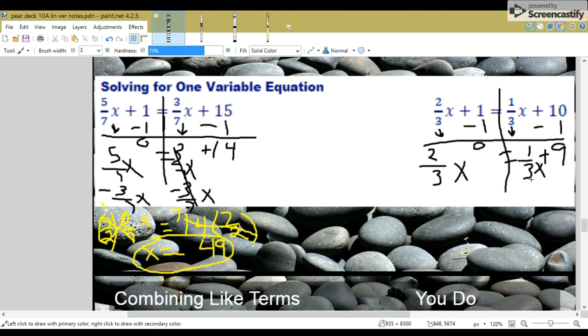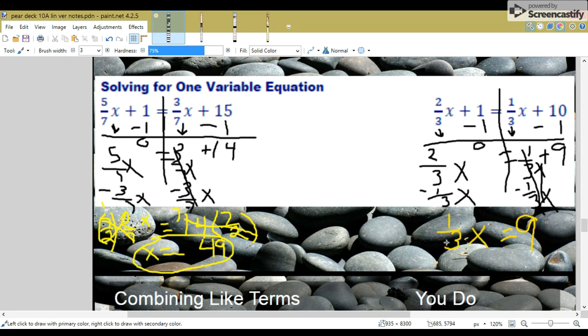From here, we want to get all the x's on one side. So let's go ahead and subtract the 1/3 x from each side of the equal sign. 1/3 x minus 1/3 x is 0x. So those go away. Carry down our 9. 2/3 x minus 1/3 x is 1/3 x.